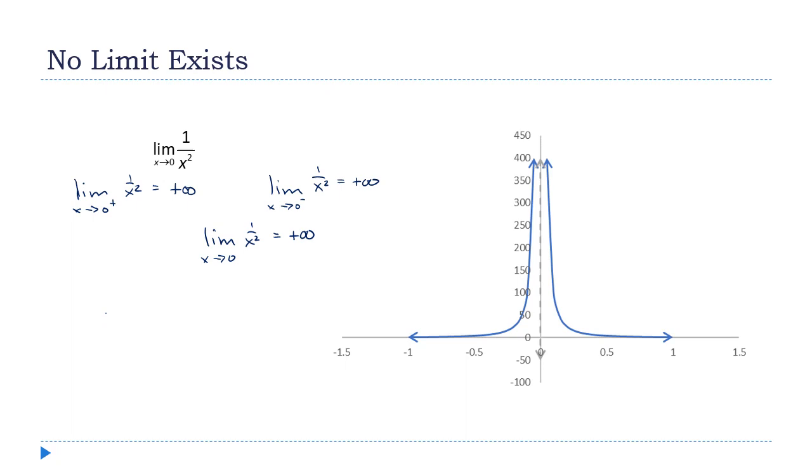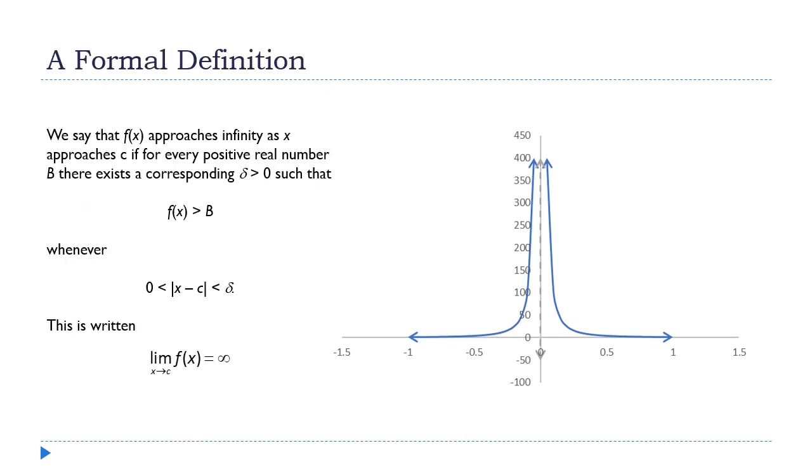Now we have a definition. So this is our formal definition. And you can see it's still playing off of that whole epsilon-delta concept, right? Only now we've replaced the epsilon, and we'll see why in a second here. We've replaced the epsilon with this f(x) greater than b.